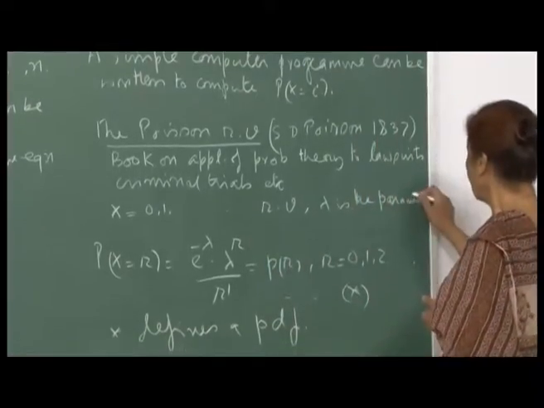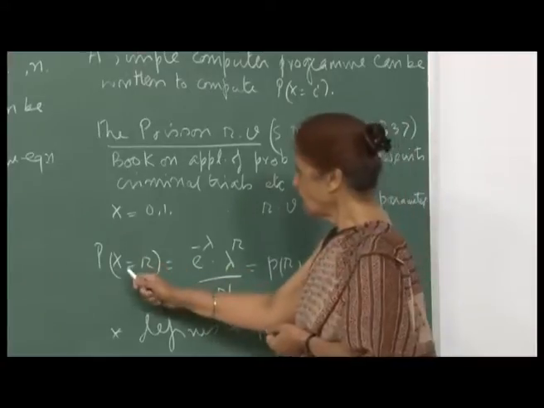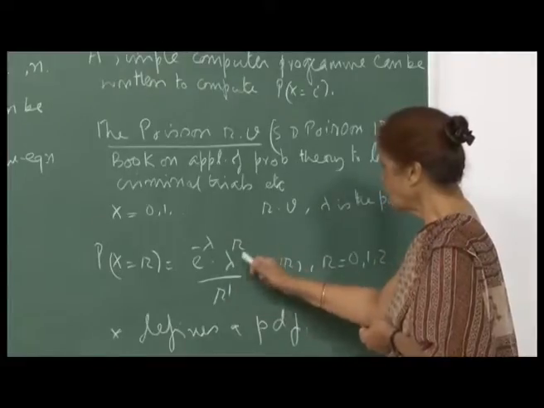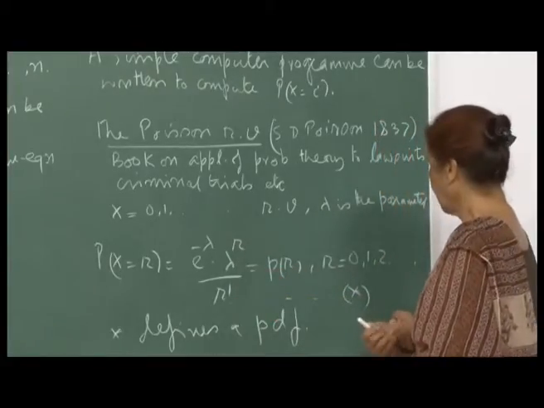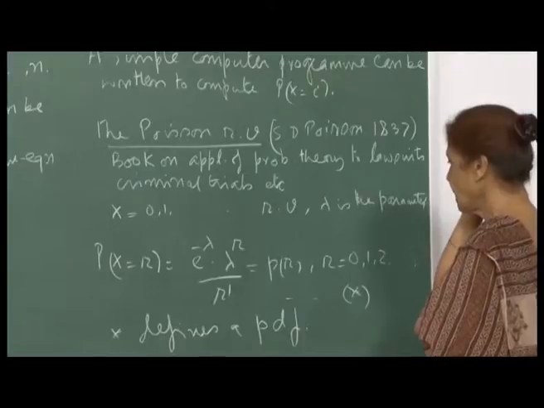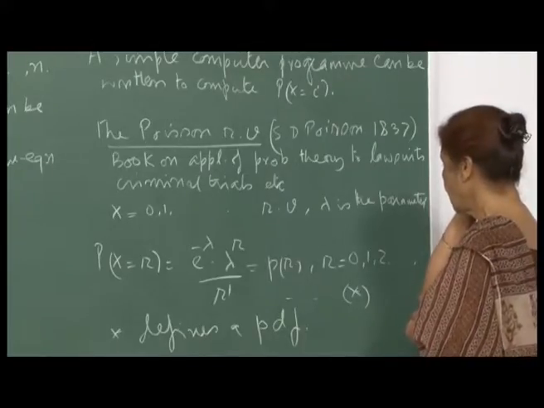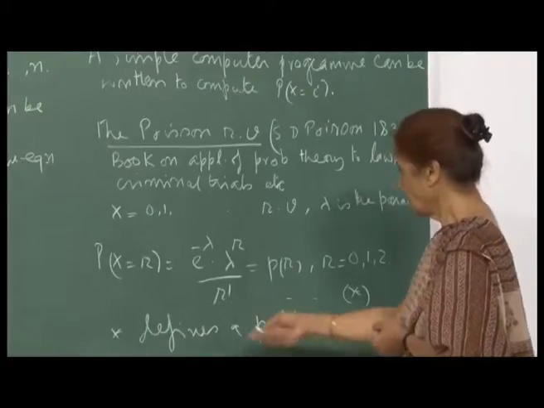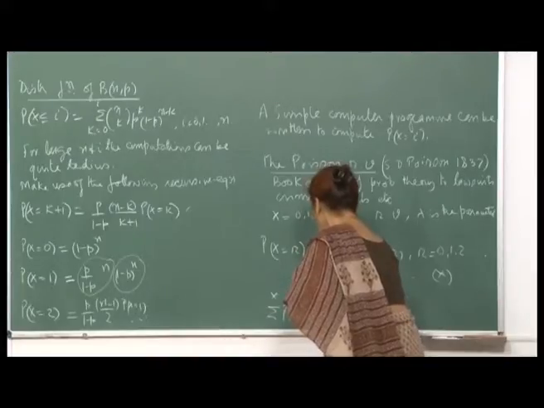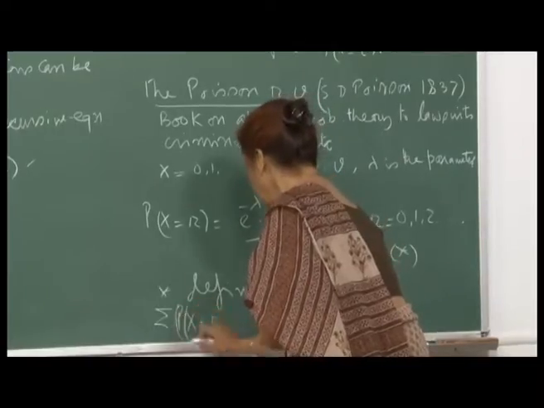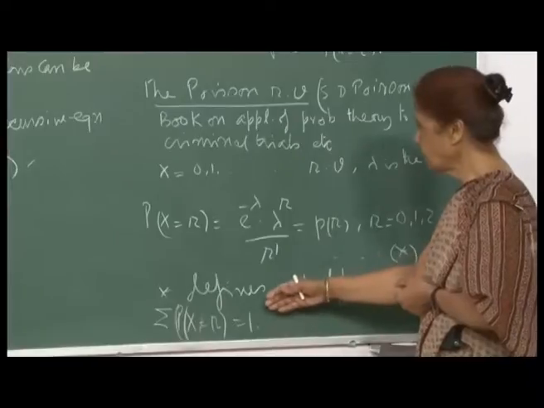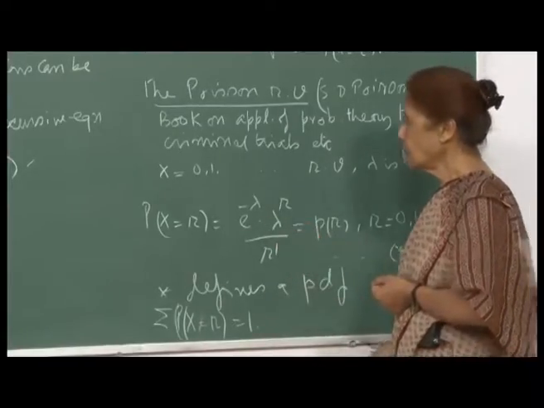Lambda is the parameter, and lambda has to be positive. Then we define the probability that X is equal to r by e raised to minus lambda, lambda raised to r upon r factorial. This defines the probability mass function of the random variable X, the Poisson PMF, and now you want to make sure that this defines a valid PMF. That means you have to show that the summation of the probabilities P(X equal to r) is 1. A very simple calculation will immediately verify this.